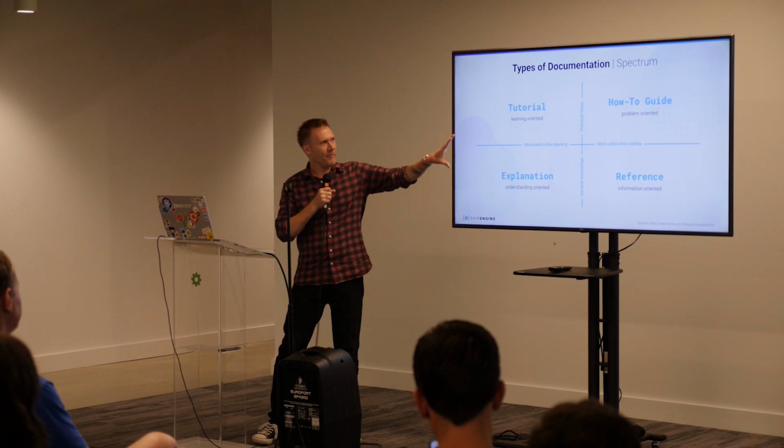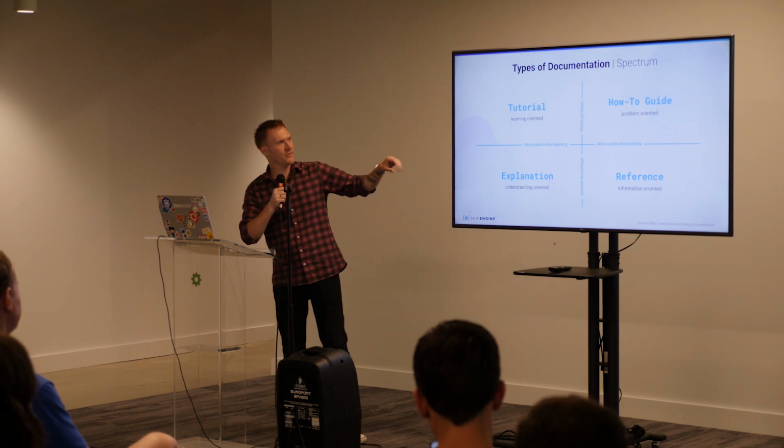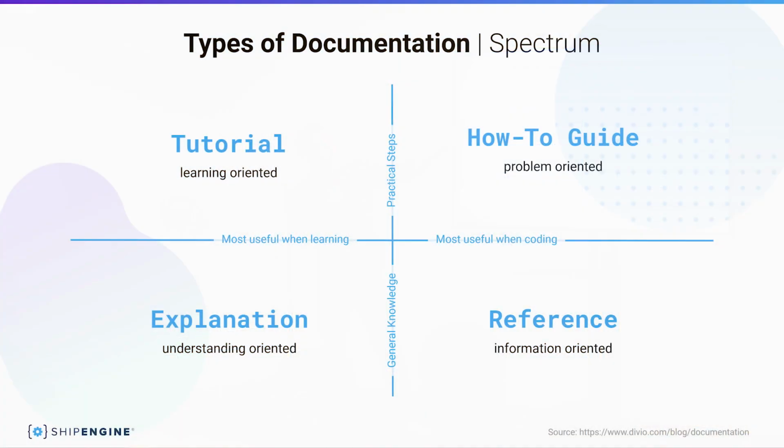This is the same 4 types, but now we're looking at them on a spectrum. What you see here is that tutorials and how-to guides tend to be more a list of practical steps, whereas explanations and references are just general knowledge. Tutorials and explanations are most useful when someone is first learning your product, learning what it can do for them, whereas how-to guides and reference docs are what someone needs when they're actually coding, actually trying to solve real problems with your API.